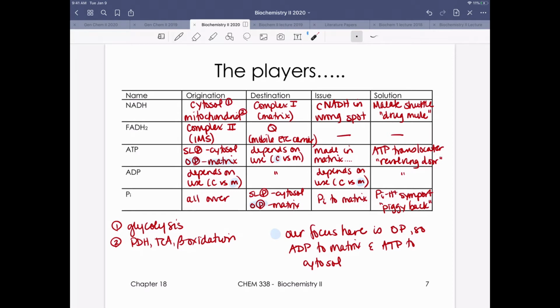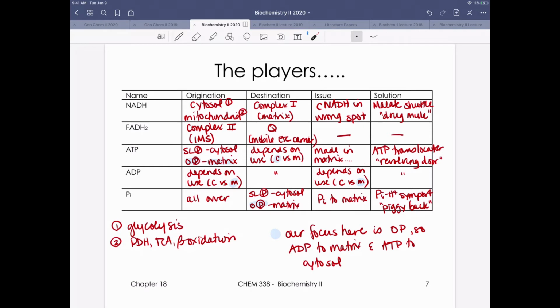And so we have an ATP translocator, and we sort of called this our revolving door. So we're going to have a protein translocator that will allow ATP to go out, and as we'll see, ADP to go in. Again, ADP's origination depends on its use. If it's ADP that's generated from ATP hydrolysis in the cytosol, then we're going to have ADP out in the cytosol. But it's more problematic if we've got ADP that we need to get from the cytosol into the mitochondria, less problematic if we've got mitochondrial ADP already.